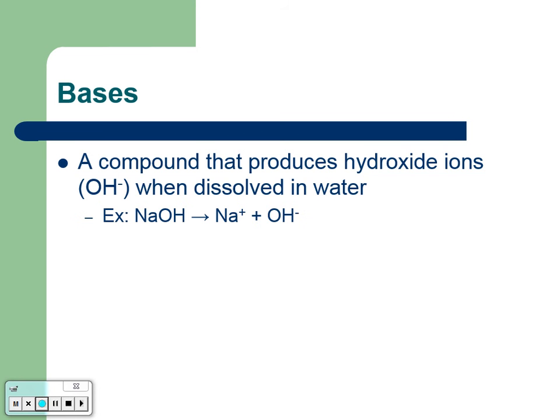All right. So on the flip side, from acids, we have bases. Much like acids produce hydronium when we dissolve them in water, bases produce hydroxide when we dissolve them in water, again, when dissolved in water.